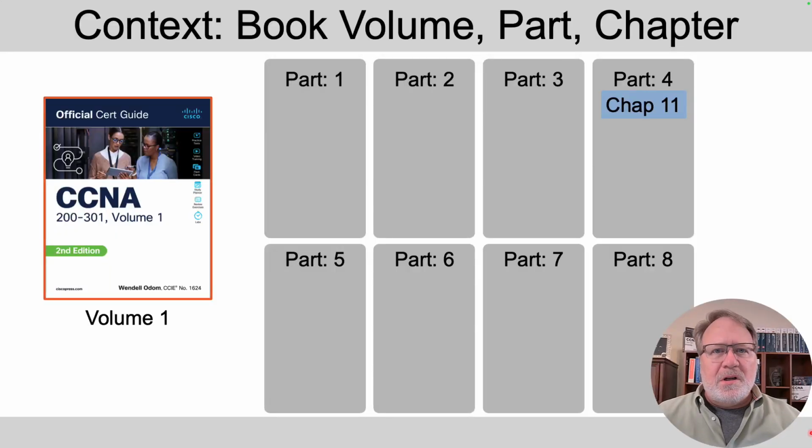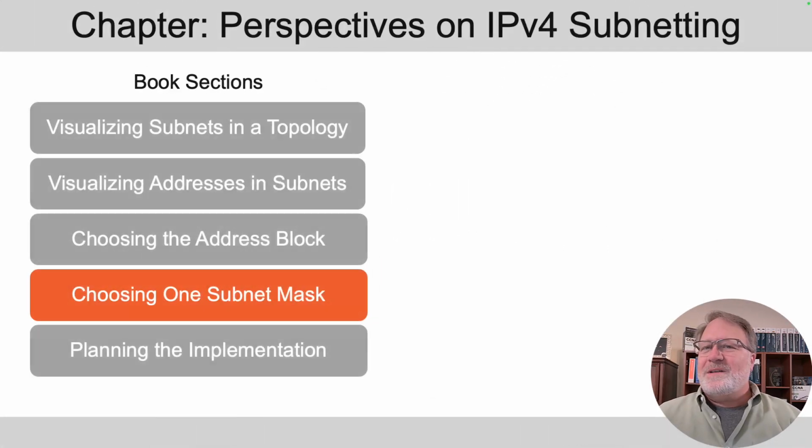Content-wise, we're in the middle of a chapter that I call Perspectives on IP version 4 Subnetting. In the books, it's in volume 1, and the part about IP subnetting, it's currently in chapter 11 in the current edition. So what's that mean, perspectives? Well, it's not about every last little detail. It doesn't take you through every topic and all the minutiae you'll need to know. But here's what it does.